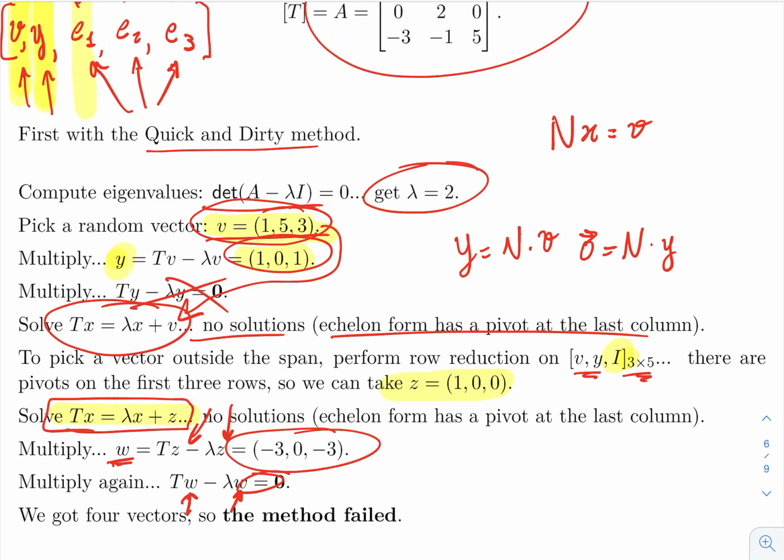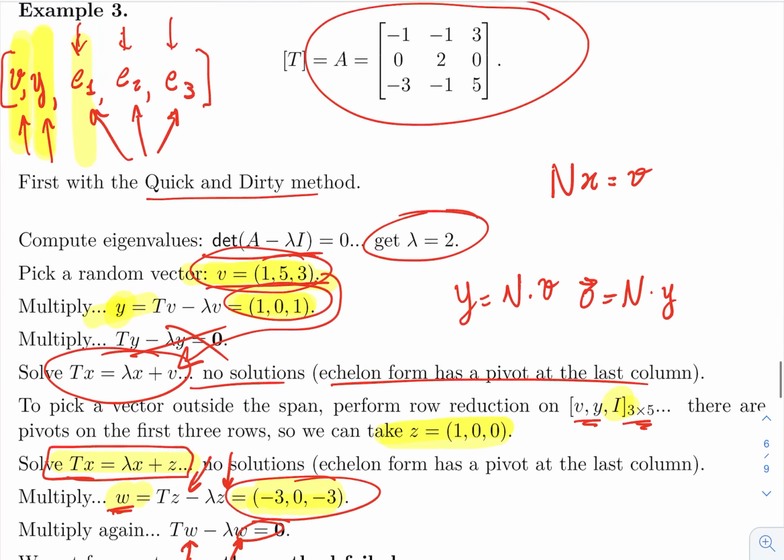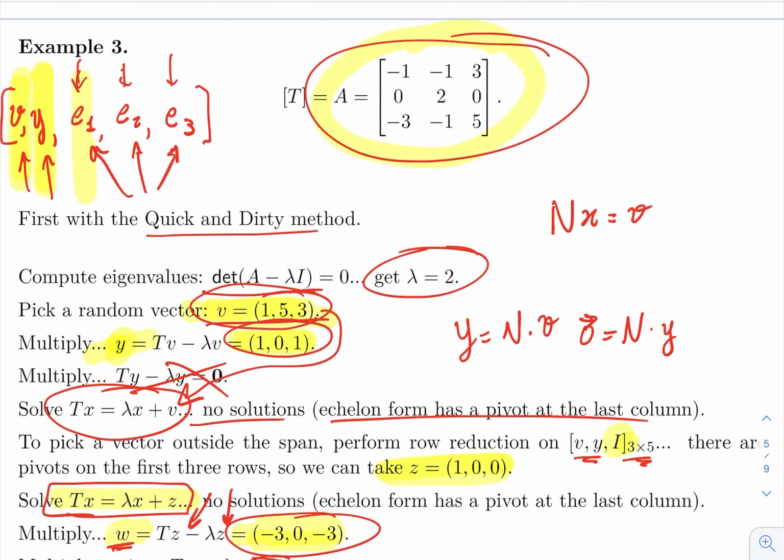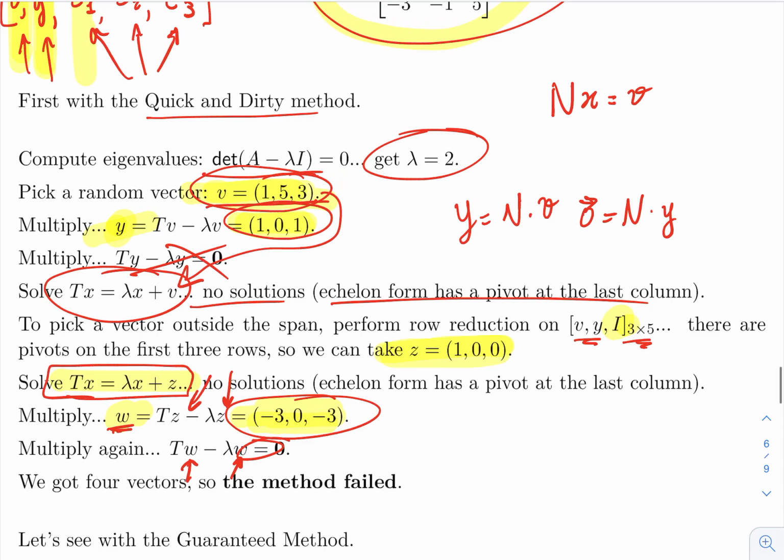So we have a little problem, don't we? We got 4 vectors: this one, w, z, v, and y. We got 4 vectors. That's a 3-dimensional space that we are working on. We got 4 vectors. So our method failed. So the method may fail, and this justifies that we'll pay the price of learning a method which is guaranteed to work.